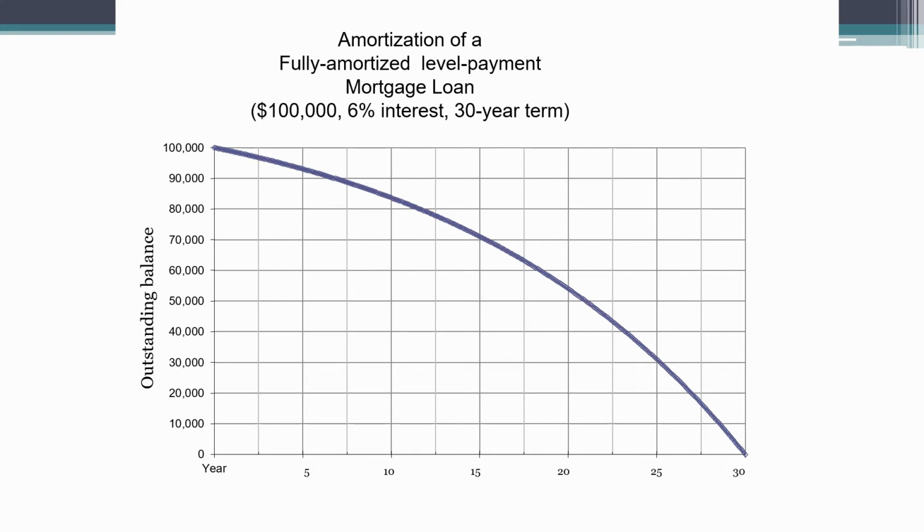If our interest rate were higher, this is a 6% interest rate, but if the interest rate were higher, the curve would be bulgier. That is to say, the balance would decline more slowly in the early years and faster in the later years.